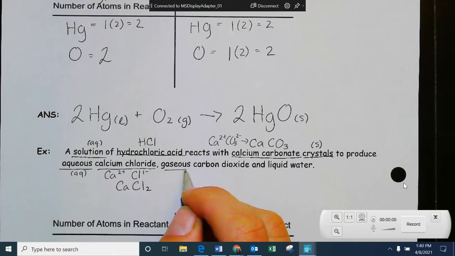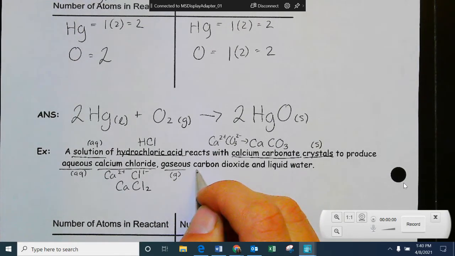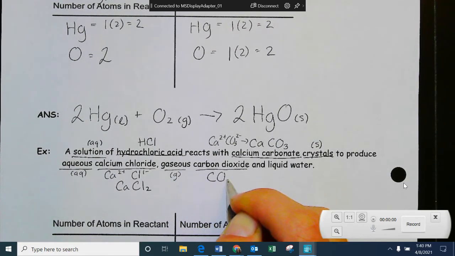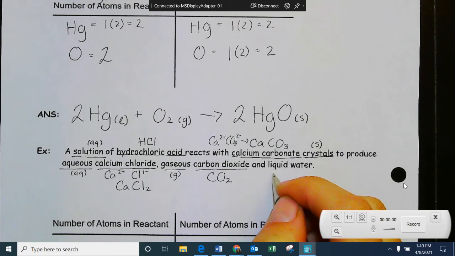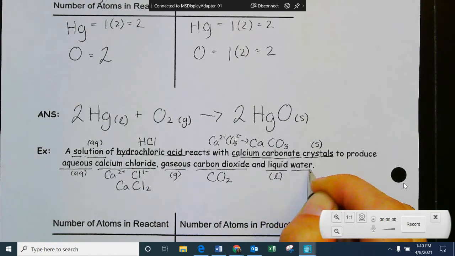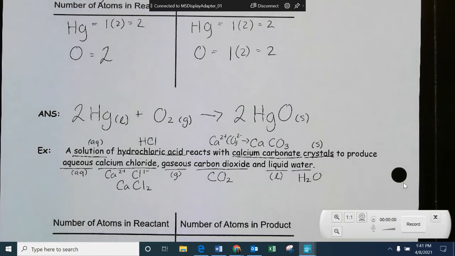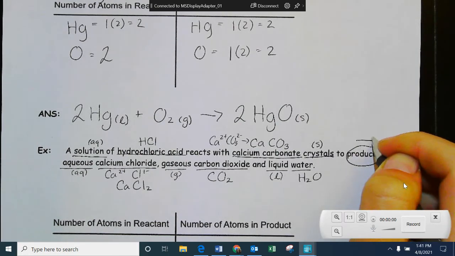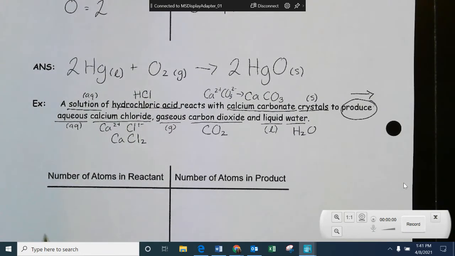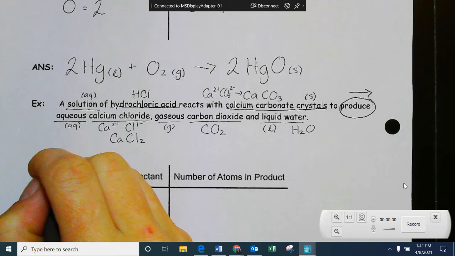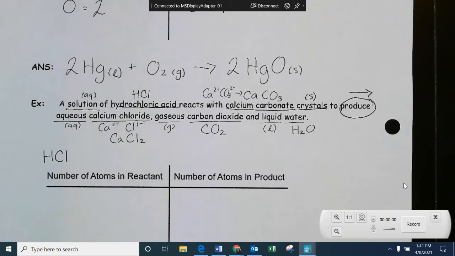And then also gaseous, so that's g. Carbon dioxide, that's a covalent bond, so we've seen the prefixes, so CO2. And liquid, water. So my recommendation would be to go through the whole thing, pull out all of the words, and turn the words into the symbols. Figure out where your arrow is. Find your word like produce or reacts to form or something. And then take that information and write it out linear without worrying about balancing it to start.